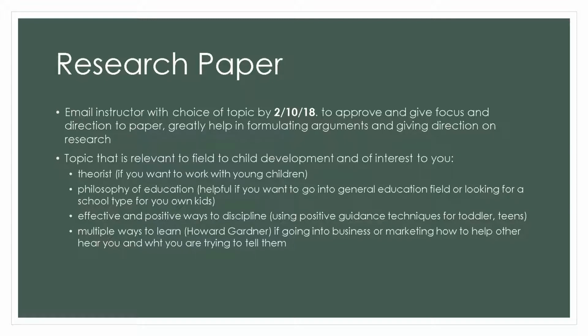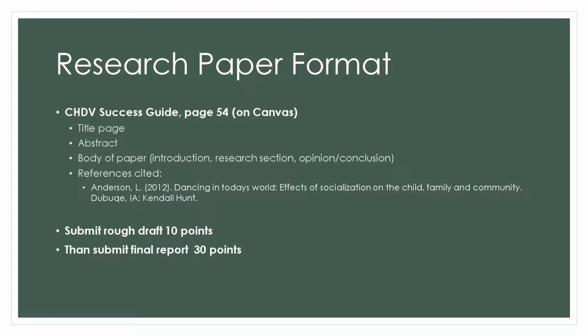In our Child Development Success Guide, there's also some really good information about how to format a research paper, and it will actually show you one. So what it means to do it as far as APA and also formulating your topic and your argument. So the format for our research paper: we've talked about theorists, we've talked about possible topics, and by February 10th, 2018, I want you to have emailed me. If you have a topic already on the first day of class, please email it to me. It doesn't all need to come in on February 10th. Just by that date, I want to have touched base with all of you in order to help you gain focus and direction on your paper.